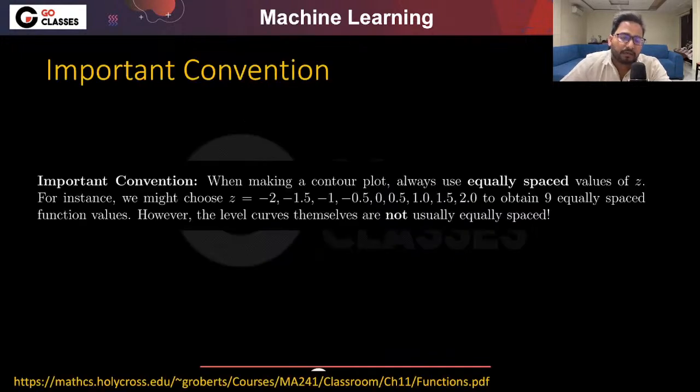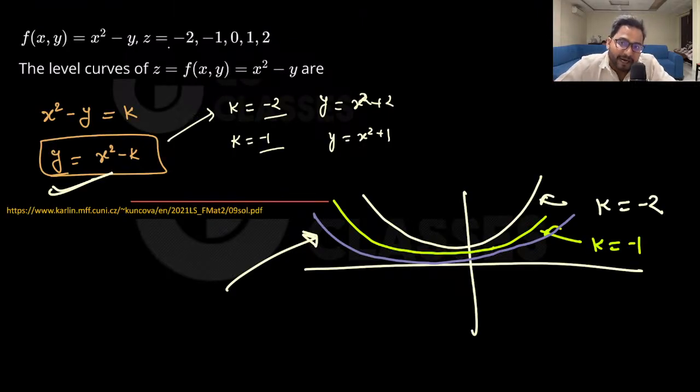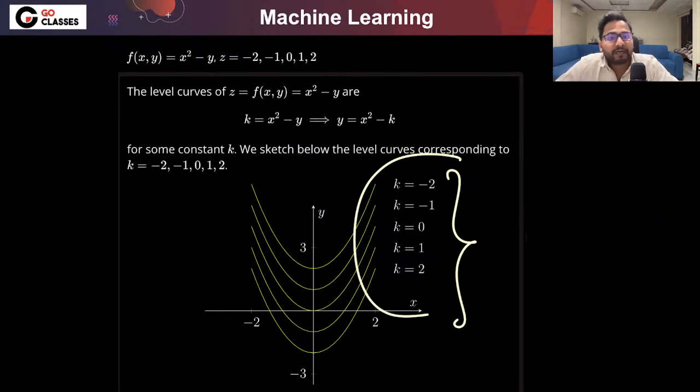Now let's have a very important convention for when we are making the contour plot. By the way, you notice one thing here: the z values, if I'm taking minus 2 and then minus 1, are basically at equal intervals, which means only one difference here. The difference between these two is 1, then between these two is 1, then between these two is 1. So basically here we are getting an equal difference, right?